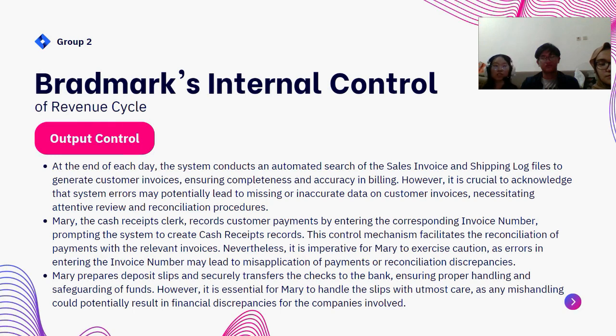As we all know, the cash receipts clerk, Mary, records the customer payments by entering the corresponding invoice number, prompting the system to create the cash receipts records. This control mechanism facilitates the reconciliation of payments with the relevant invoices. Nevertheless, it is imperative for Mary to exercise caution, as errors in entering the invoice number could lead to misapplication of payments or reconciliation discrepancies.